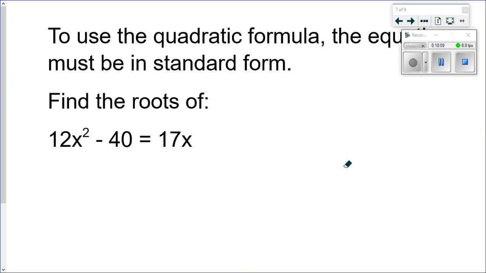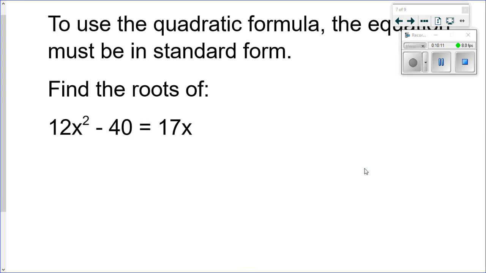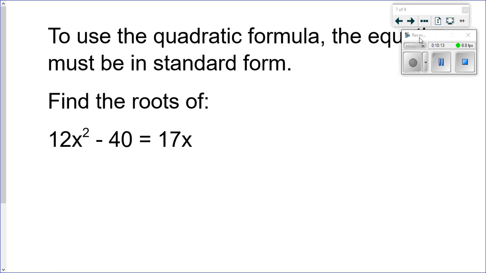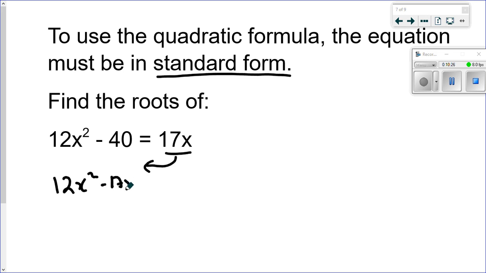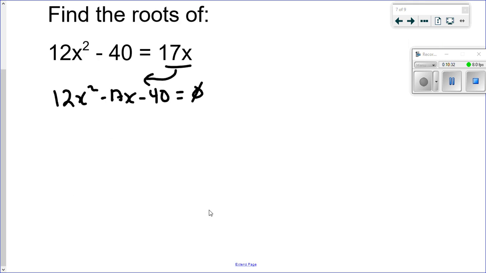Okay, I'm going to use the quadratic formula. The equation must be in standard form. And this is not, so we've got to move it over. And it's not a big deal to move it over. But it won't work otherwise.